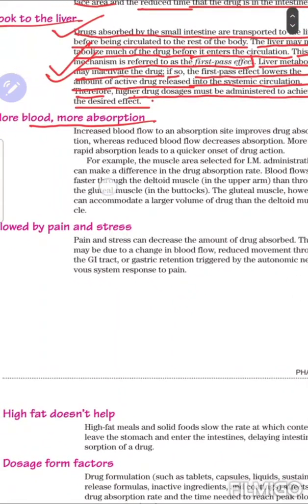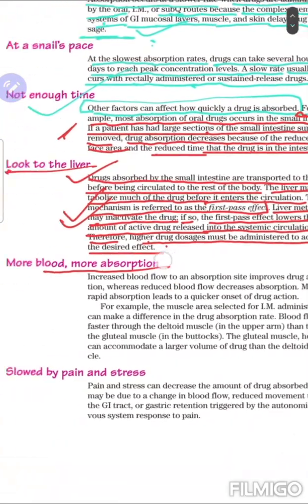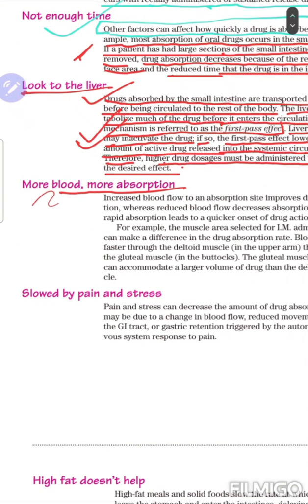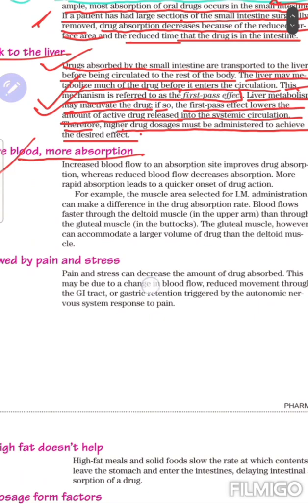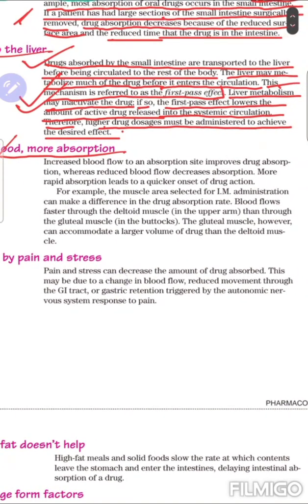In absorption, there are so many factors involved. Here we will discuss how absorption can be increased and how it can be decreased. If the blood flow is good, it will help the absorption process. If the blood flow increases, absorption of the drug increases, and vice versa.